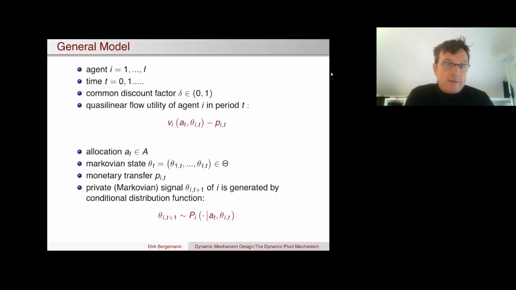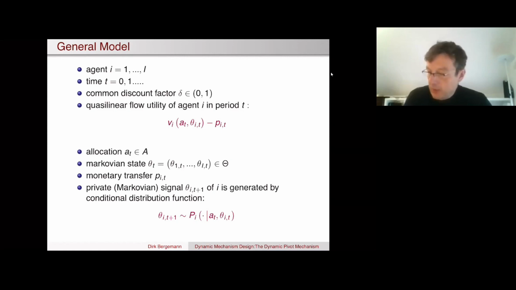We have a finite set of agents. We have time that is discrete and evolves in steps. We have a common discount factor among the agents, and that's delta. And we have in every period a quasi-linear flow utility of agents. Okay, there's an allocation to be made, and the state in which each agent finds himself, that is his private information, is theta, and that moves according to a Markovian process. That is, the state today and the action today is going to determine the likely state tomorrow through a stochastic kernel or through a conditional probability distribution.